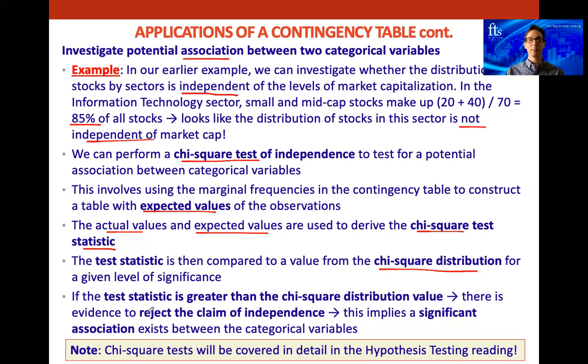And this is the bottom line: if the test statistic is greater than our Chi-square distribution value, which is our critical value, then there is evidence to reject the claim of independence. If we reject independence, what does that mean? It means there is a significant association between the categorical variables. Great, so that's the end of that class, and we'll see you guys in the next one.